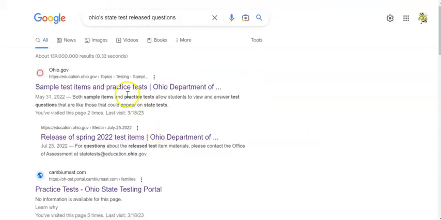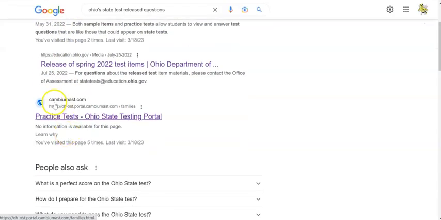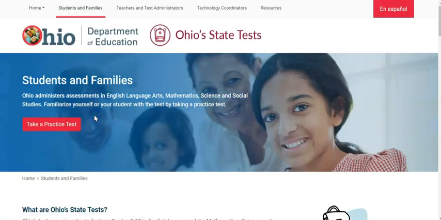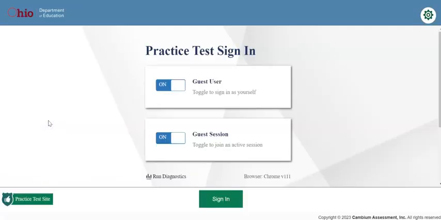All right, I typed it in. At this point, you don't want to go to this one or this one. You want to go to this one that says Cambium, whatever that says, which is Practice Tests Ohio State Testing Portal. All right, here we go. Let's enter that portal. All right, so we are now looking at the home page that you want to be at. If you want to, you can click on Español on top there. Otherwise, just click on Take a Practice Test.